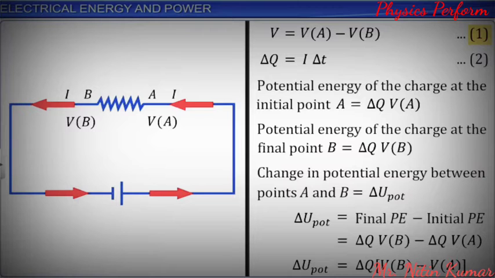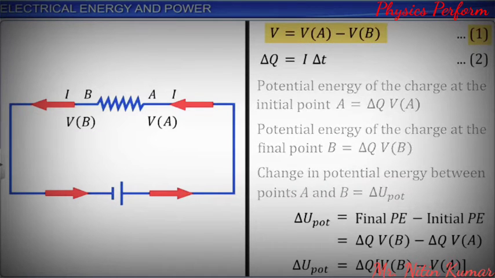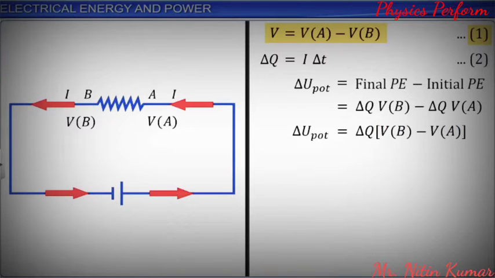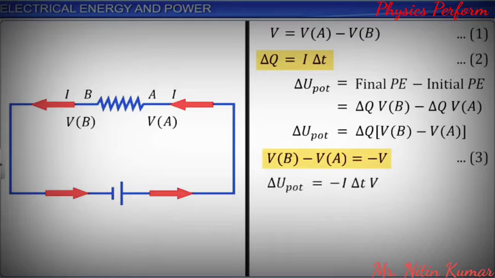From equation 1, we know that V is equal to VA minus VB. Therefore, VB minus VA is equal to minus V. Let this be equation 3. From equations 2 and 3, delta U potential is equal to minus I V delta t. Let this be equation 4. Since the value of delta U potential is negative, it is less than 0.